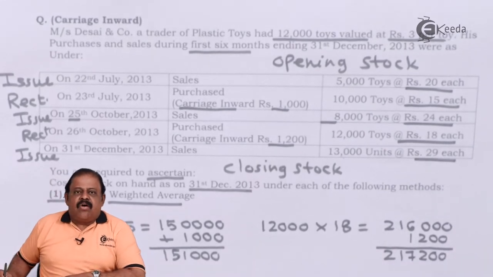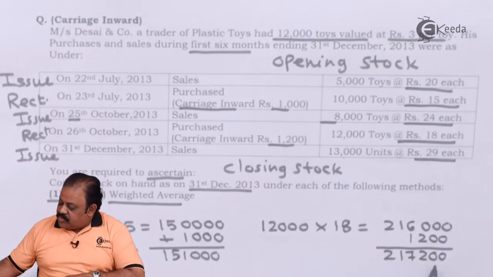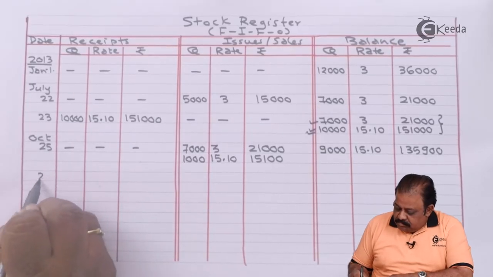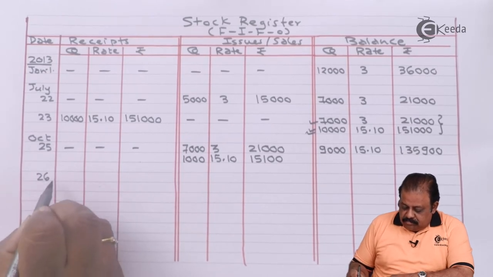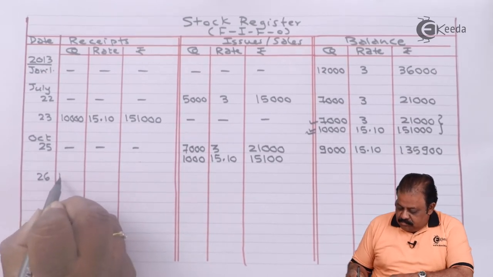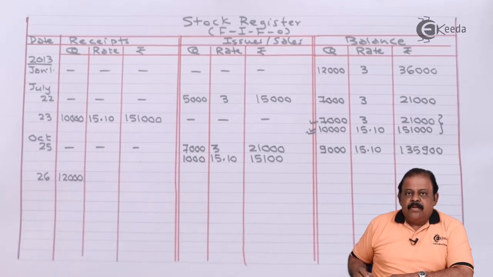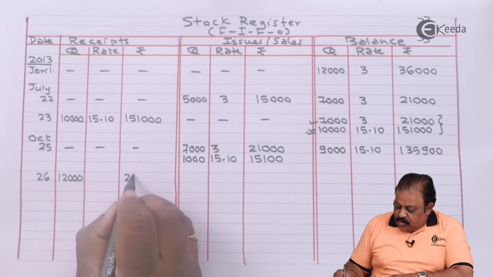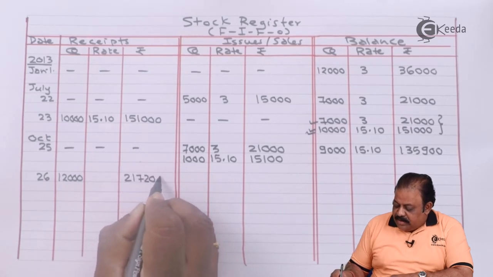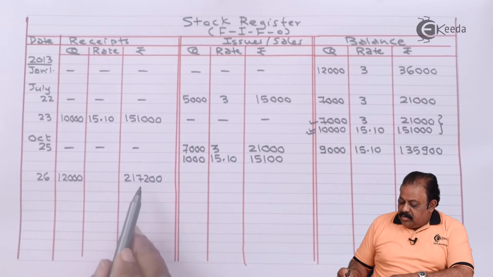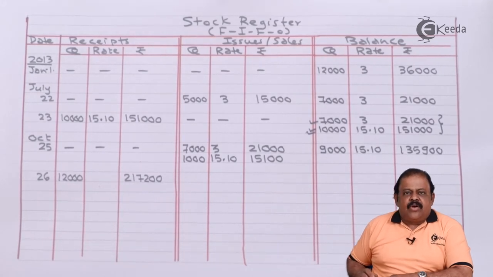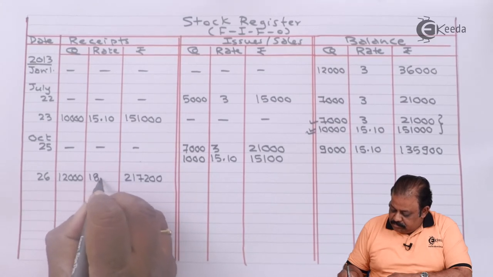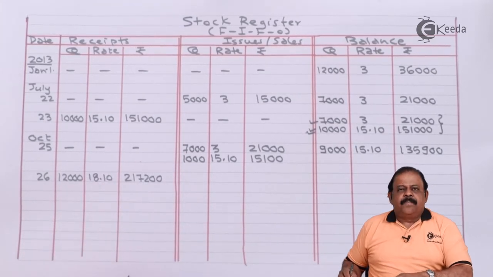So total material cost becomes 2,17,200. Purchase units are entered in quantity column. Value 2,17,200 including carriage inwards recorded in rupees column. Now we can find out per unit. It is 18 rupees 10 paise.